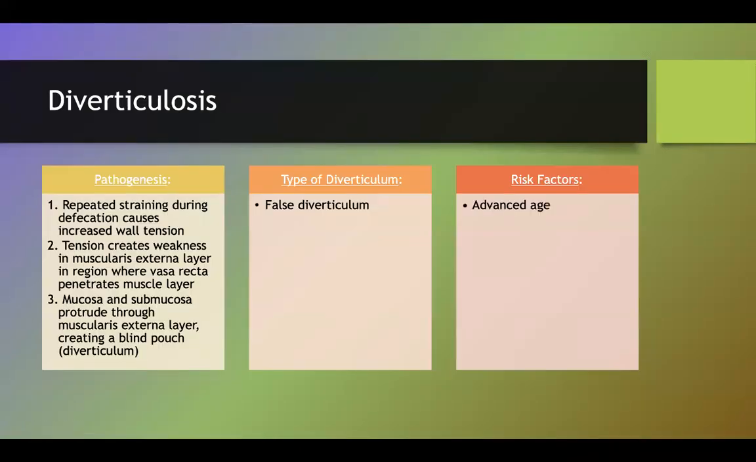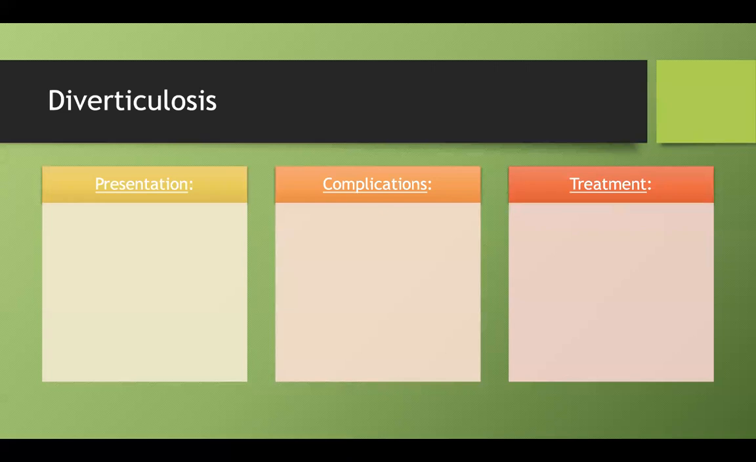Risk factors for this: advanced age is a risk factor. A low fiber or a high fat diet could also cause this. Obesity is a risk factor. Constipation is probably the most obvious risk factor given what we talked about earlier. So now let's move on to how this presents and what can be the problems with it.